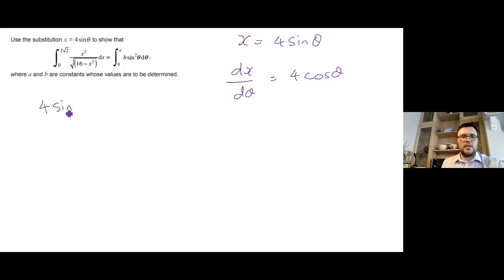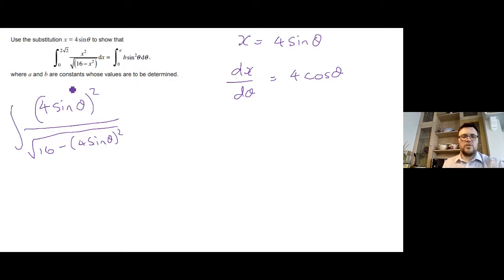x squared is 4 sine theta squared, over the square root of 16 minus 4 sine theta all squared. And again, the limits we don't worry too much about, and this is with respect to x. 4 sine theta all squared gives 4 times 4, that's 16 sine squared theta, over the square root of 16 minus 16 sine squared theta.